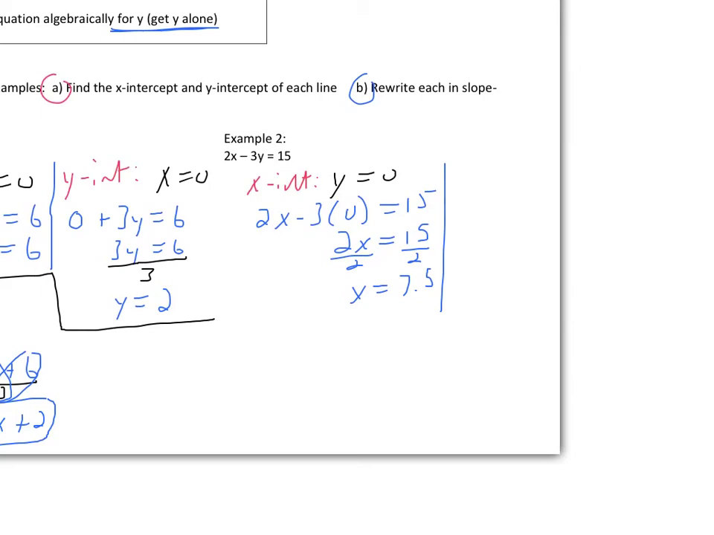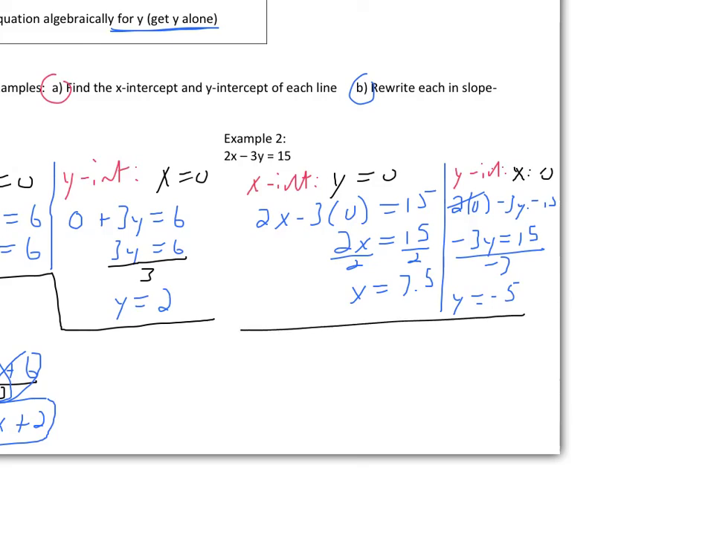The y-intercept is when we plug 0 in for x, in which case we would get 2 times 0 minus 3y equals 15. Again, that's gone, so we end up with negative 3y equals 15. We divide both sides by negative 3, and our y-intercept is negative 5.